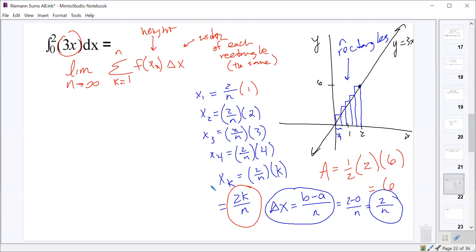So we found x sub k, and we found delta x. And so now what we want to do is take those and plug them into this original limit. So we're going to say this limit is now equal to the limit as n approaches infinity of the sum from k equals 1 to n of f of x sub k. Well, f of x is 3x. So 3 times x sub k, which is 2k over n, and then times delta x, which is 2 over n. So does everybody see what we've done there?